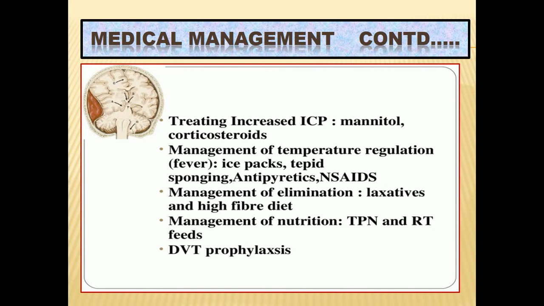So we need to treat increased intracranial pressure. What do we do? We give mannitol. What does mannitol do? Mannitol draws water out of the brain by osmotic gradient and decreases the blood viscosity. This decreases intracranial pressure and increases the cerebral blood flow.